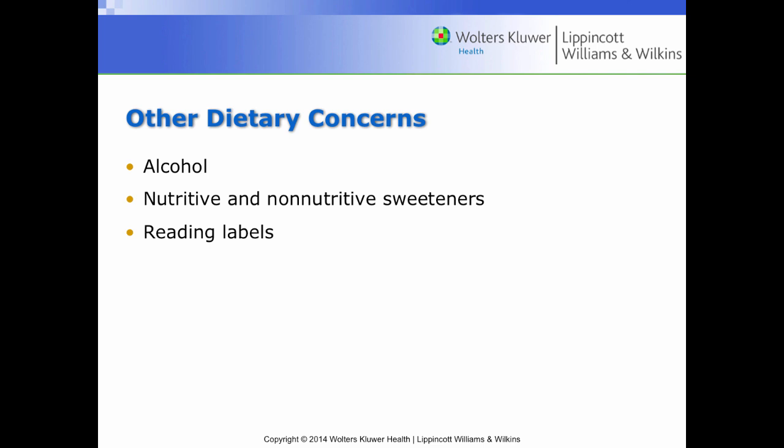Nutritive versus non-nutritive sweeteners. So sweeteners that have a lower glycemic index, like agave instead of sugar or honey. Honey is a little bit lower glycemic index than sugar. And then sugar substitutes or artificial sweeteners, depending on how people feel about that, may be a good adjunct to their diet. And teaching people how to read labels, how to decide how much carbohydrate and sugars are in their food choices.